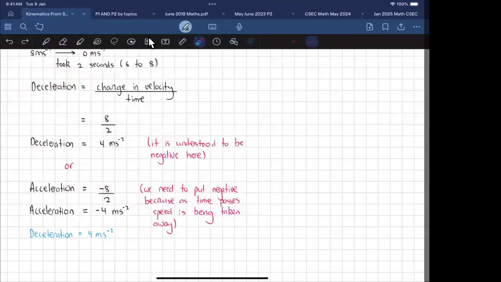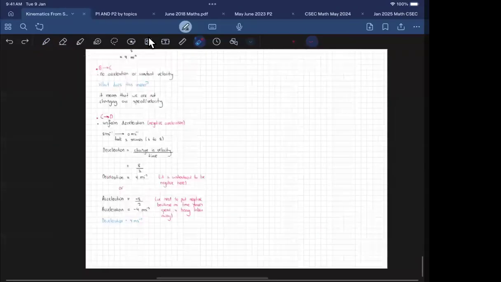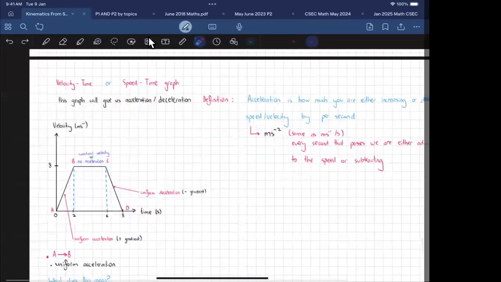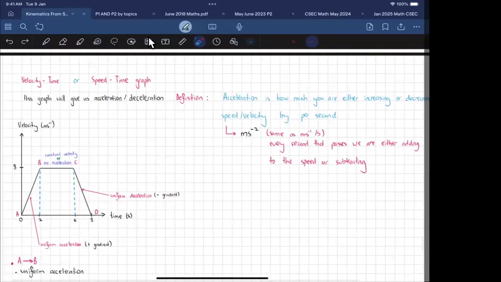Anytime you see a negative gradient, and this looks like it's slowing down, just by looking at it, it kind of looks like it's slowing down, so we could figure that out. So if you're given your answer in terms of deceleration, there's no need to put a negative sign because it's understood. But if you're going to use acceleration, then it needs to be negative because you're taking away from the speed. So negative means taken away. Awesome. So I'll give you some time to copy this down now.